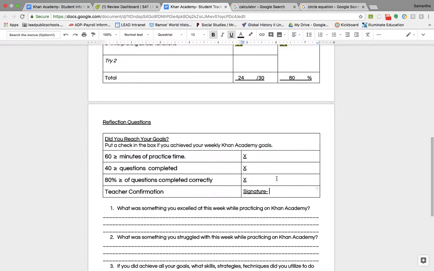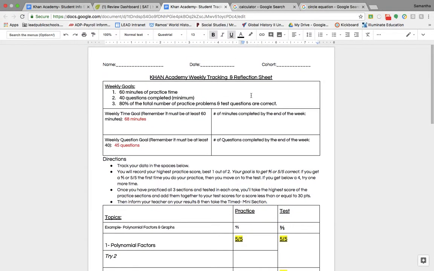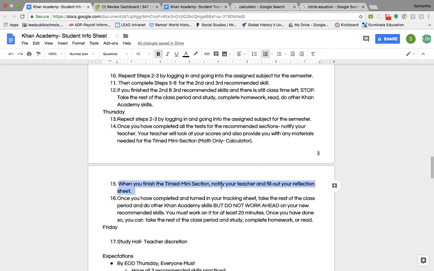Now I want to get it signed by the teacher, but I also want to make sure I'm filling out this information as well. It's very important that we do the reflection questions. Here, this is something your teacher will have to look up, but questions, I can see that I did 45. So I hit my goal here when I do my reflection.